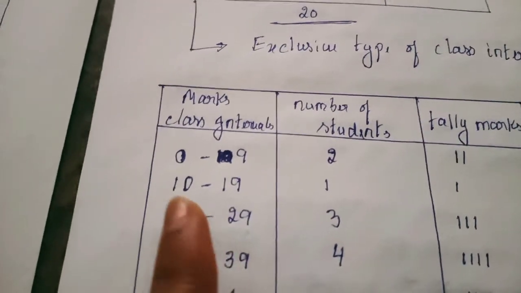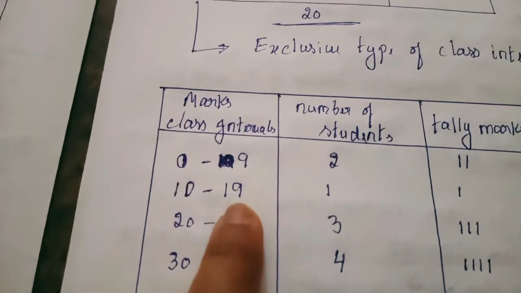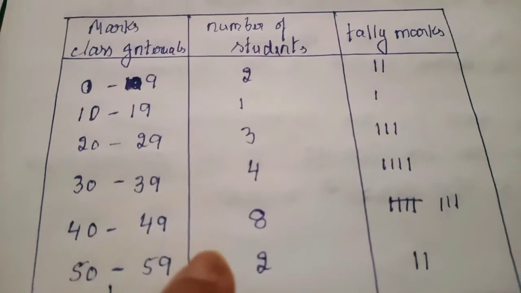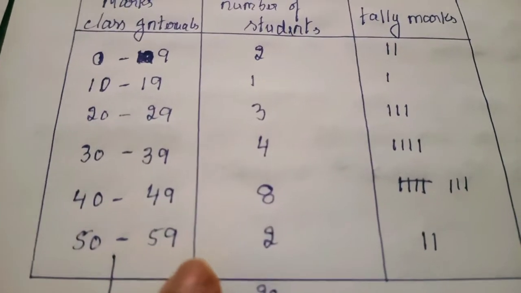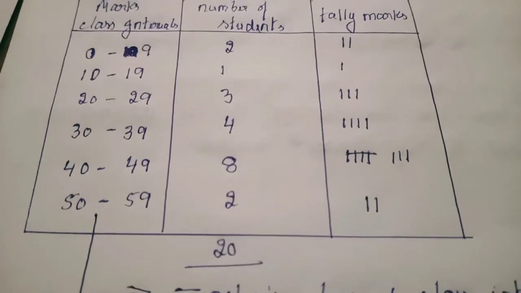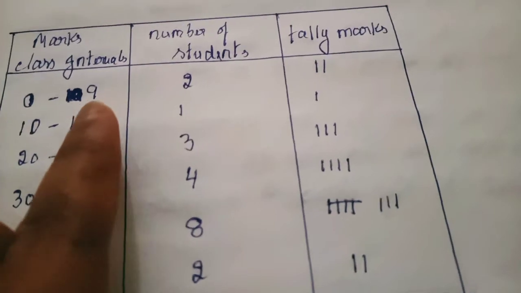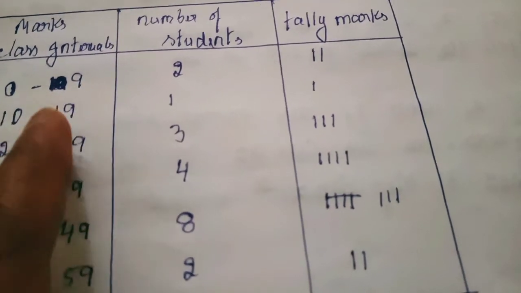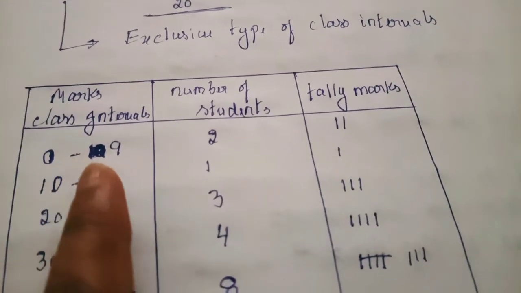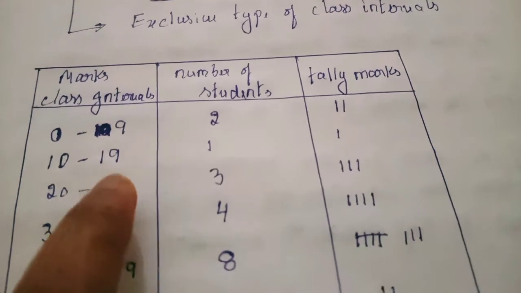So what I took is 0 to 9, then the next is 10 to 19, 20 to 29, 30 to 39, 40 to 49, 50 to 59. Why do we call it inclusive type of class interval? Because in each class interval, the upper limit is included in the interval itself. If you count 0 to 9, how many observations do you have? 10. Count 10 to 19, 10.